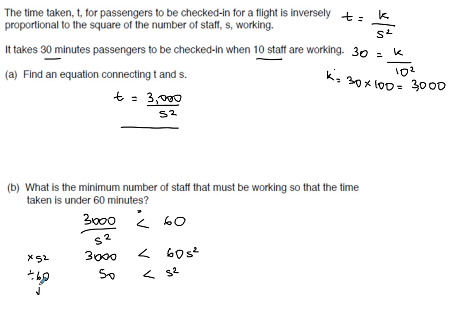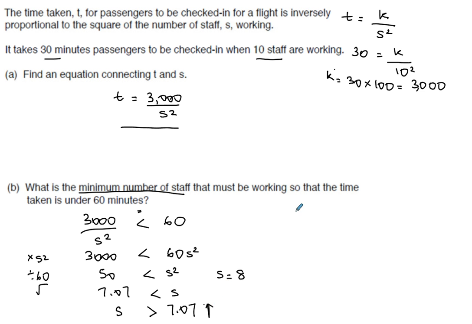And we'll square root it. And we'll get 7.07 is less than S. Yeah? So if we turn it around, that means S would have to be greater than 7.07. Okay? And if we're looking for the minimum number of staff, we know it has to be greater than 7. So we're saying S has to be 8. Yeah? So we're actually going up.